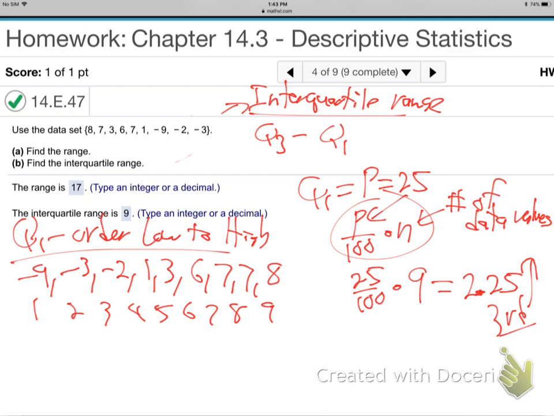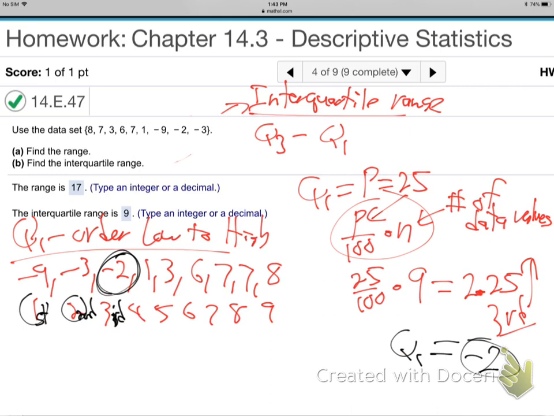Grab the third number. What's the third number? First, second, third number. So the Q1 is negative 2. That's the third number, right? First, second, third number. Everybody good with that? Remember how that process works for finding a Q1? Let's find a Q3. So Q3, how do we find that? That's P equals what?